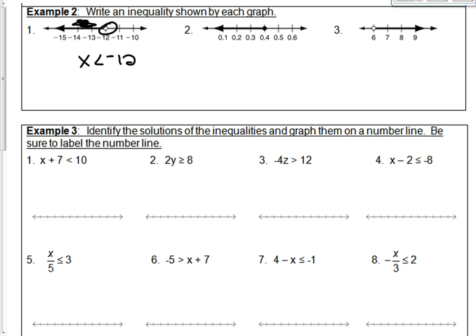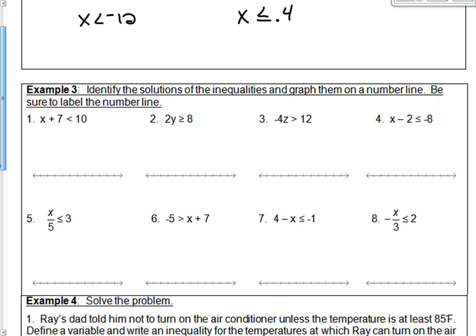Okay, number 2, actually, let's go to number 3. I'm sorry, let's go back to 2. I want to hit a couple of things here. So x is less than or equal to this time. Why? Because the shading is to the left, which is less than 0.4, excuse me, and I get the equal to bar underneath because it's a solid dot. All right, pretty straightforward.